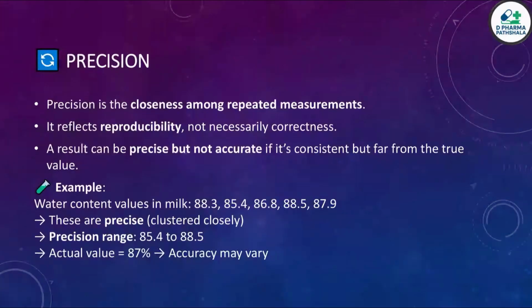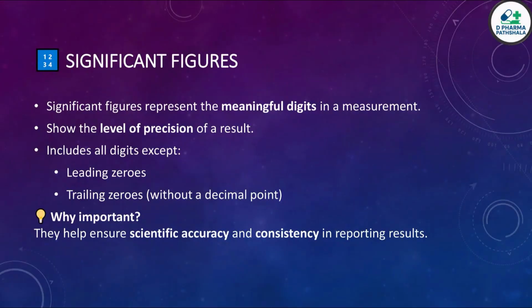Moving on to precision. This is about how close your repeated results are to each other, regardless of how close they are to the actual value. A measurement can be very consistent or precise, even if it's not accurate. For example, if you measure water content in milk and get values like 88.3, 85.4, and 87.9, they are grouped closely and show precision.